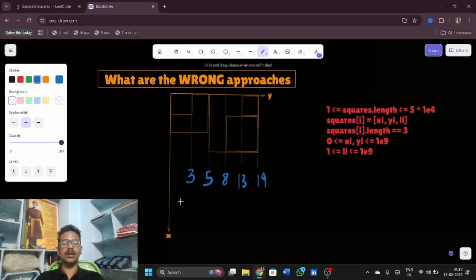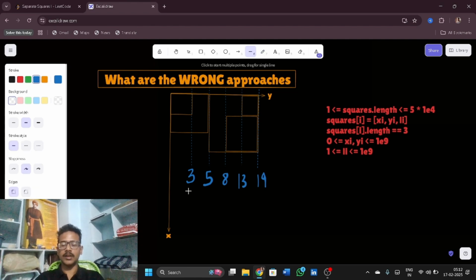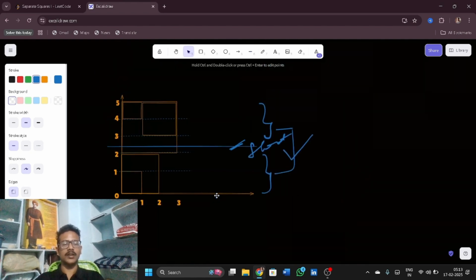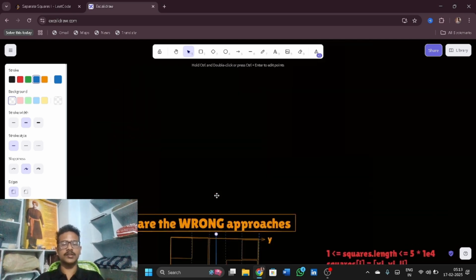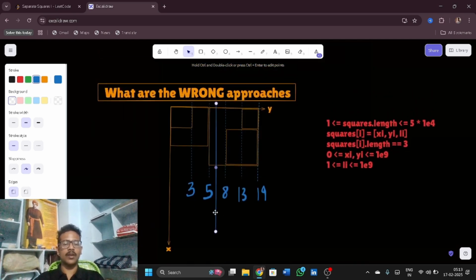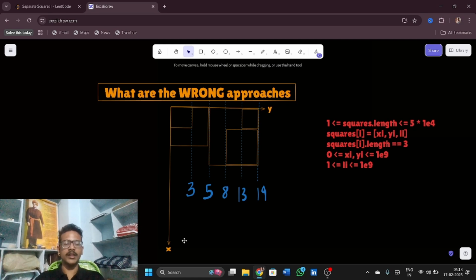Now, what are the wrong approaches for this problem? Let us understand the wrong approaches. I have tilted or rotated this graph so that you can see the middle part of y. That means I need something like a line here. So I have rotated this so that you can understand. I want the line where the right side and left side areas are equal. Now let me remove this initially.